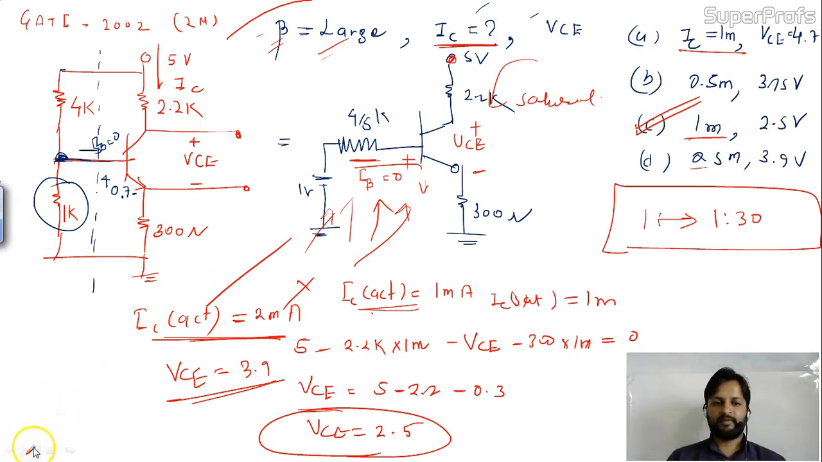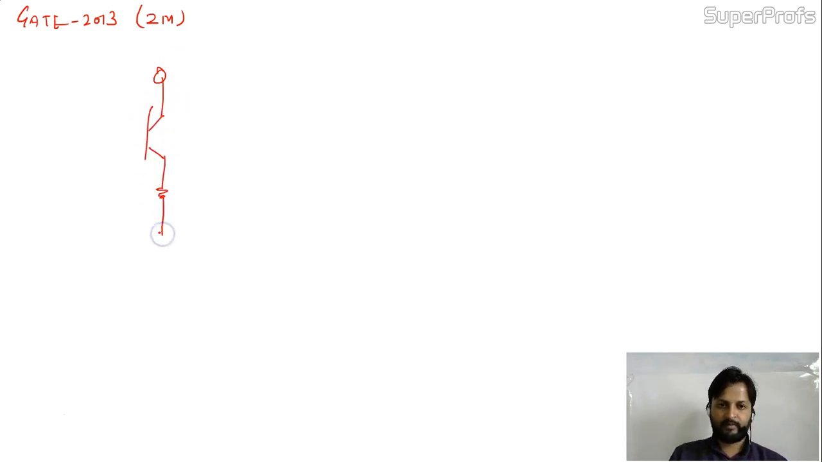Let's come to the next question. This is the question that came in GATE 2013, 2 marks. Okay, and the question is, let me draw it. I'll take only 30 seconds. Don't worry. Here this is 500 ohm.